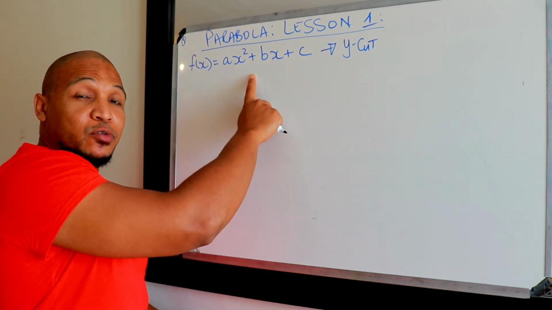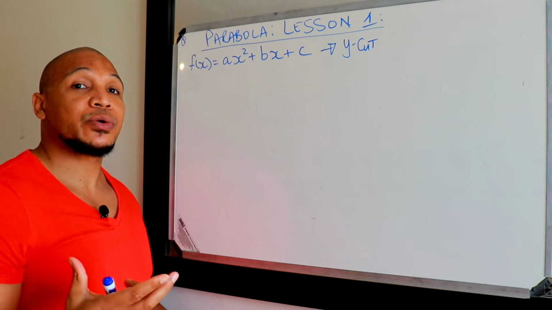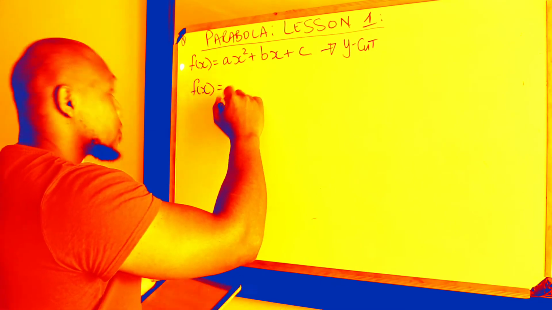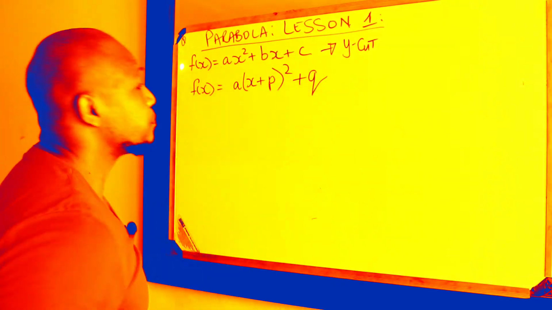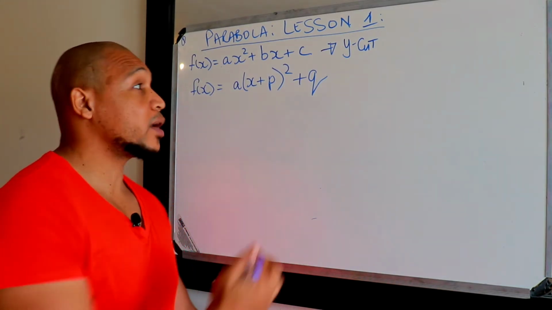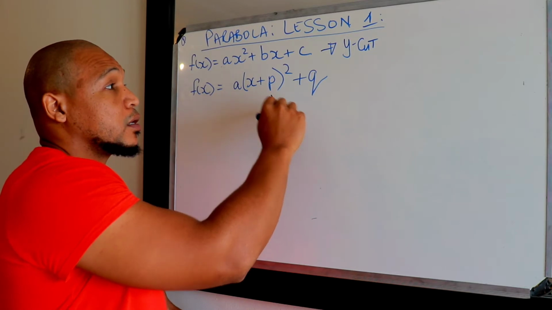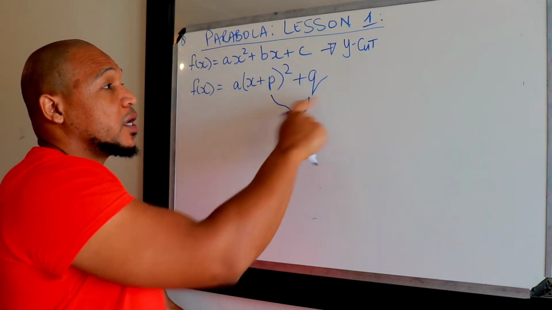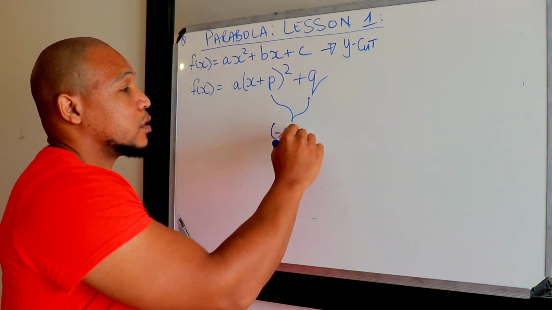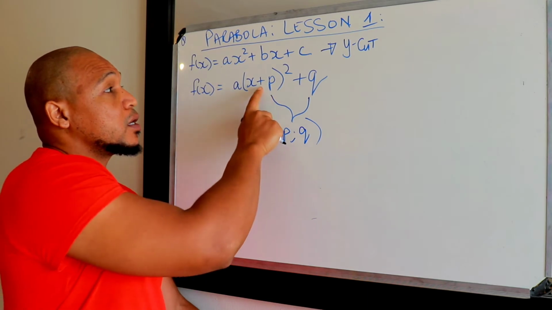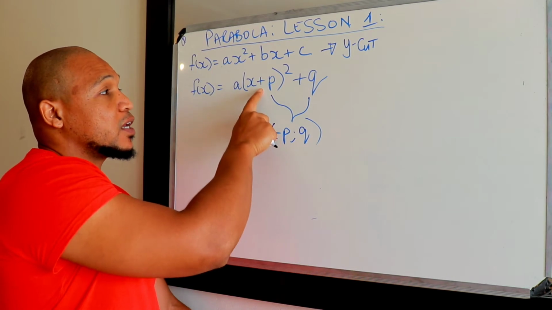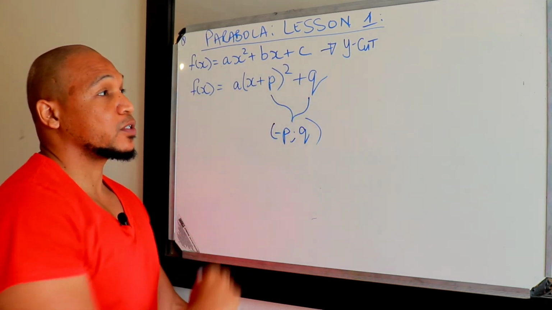This is the standard formula for the parabola, but the parabola also has another way of writing the equation. And this we can also refer to as the turning point formula. Why? Because when we have it this way, then P and Q will be our turning point. But remember, the sign of P will change from positive to negative. If it's a negative here, then this will be positive, and Q will stay the same.